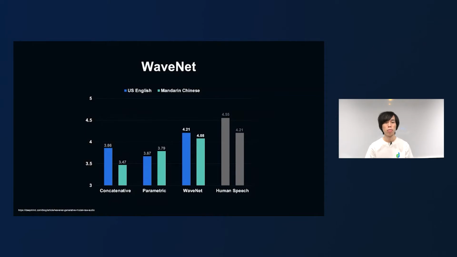The higher the value, the more natural the speech is. The two on the left are the conventional methods, followed by WaveNet, and on the right is the natural speech. As you can see, WaveNet is much higher than the conventional methods, although not as high as natural speech.